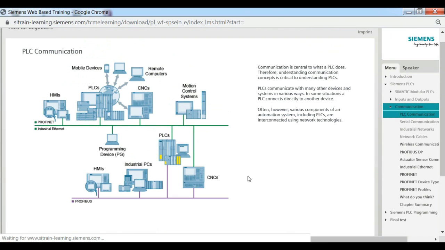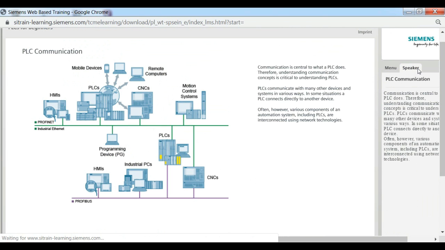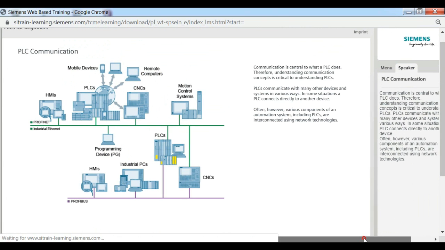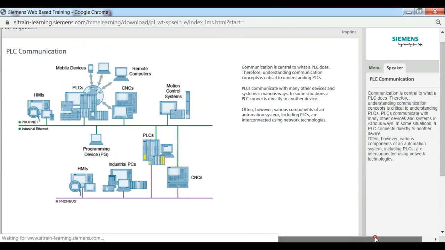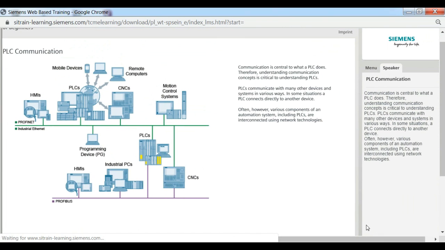Communication is central to what a PLC does. Therefore, understanding communication concepts is critical to understanding PLCs. PLCs communicate with many other devices and systems in various ways. In some situations, a PLC connects directly to another device. Often, however, various components of an automation system, including PLCs, are interconnected using network technologies.